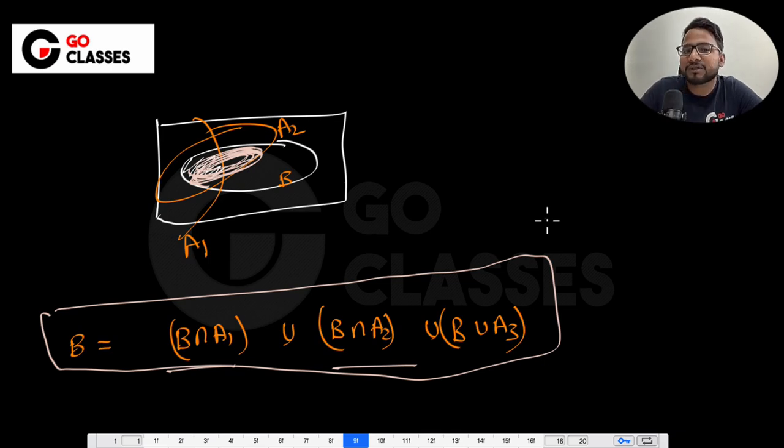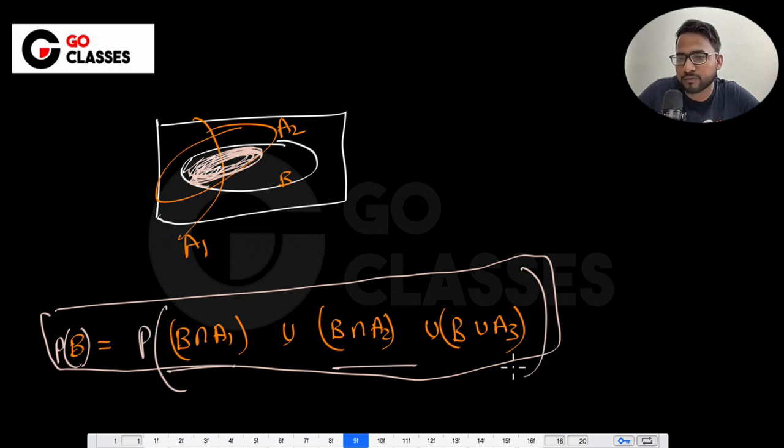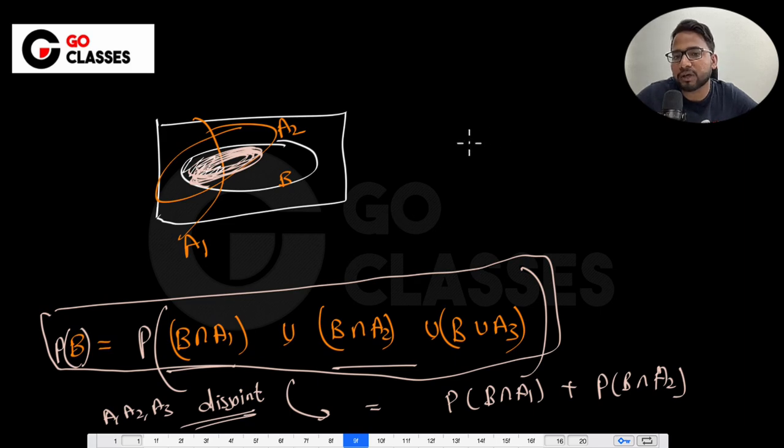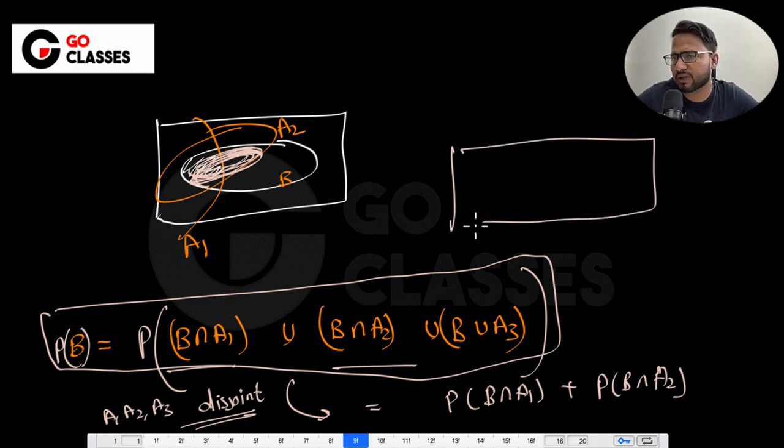Why? Because if you take the probability of this event and take the probability on both sides, which means you are rewriting it, then if these are disjoint, you can easily write this as probability of B intersection A1 plus probability of B intersection A2, right? So from here to here you need A1, A2, A3 disjoint. And if A1, A2, A3 are disjoint, then automatically B intersection A1, B intersection A2, B intersection A3 are disjoint. The reason is very simple.